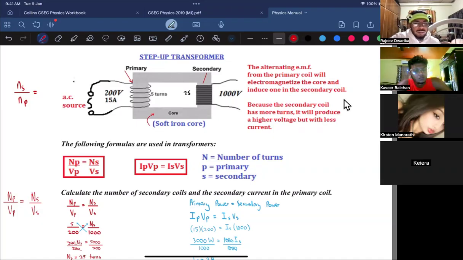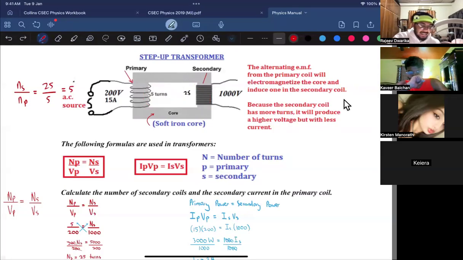What is NS? What's the number of turns in the secondary? 25. And what's the number of turns in the primary? 5. So what's the ratio of the number of turns? 5 to 1? Nah, it wouldn't be 5 to 1, it'll be 1 to 5. Because every one turn here is five turns over here. Think about it. Every one turn over here is going to be equivalent to 5 turns over here. Does that make sense? Yeah.